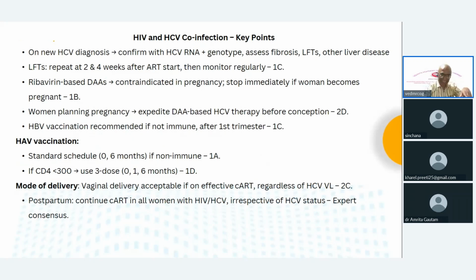Okay, now hepatitis B we have finished. Now the third is hepatitis C virus. If there is HIV and hepatitis C virus infection, in hepatitis B, which drug have we seen? Tenofovir. Okay, now let us see what is there in HCV.